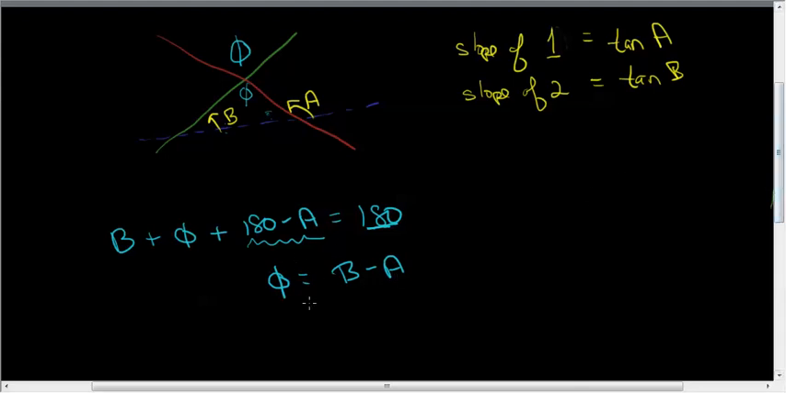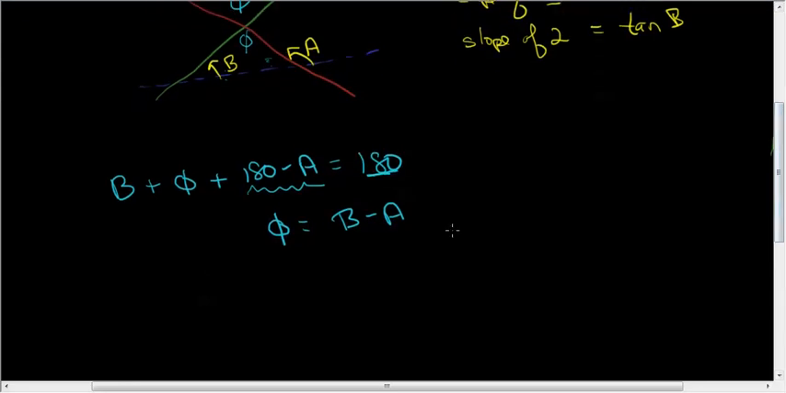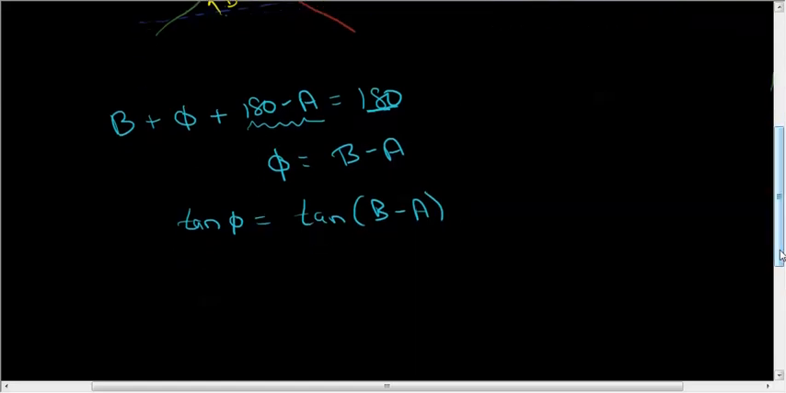So the angle of intersection is equal to this angle minus this angle. Well, how does that come up with the tangent formula? Well, if the angles are equal, then the tangents are equal. So this means the tangent of phi is equal to the tangent of B minus A. Okay, what's that got to do with slope? Let's think about it. What is tangent?